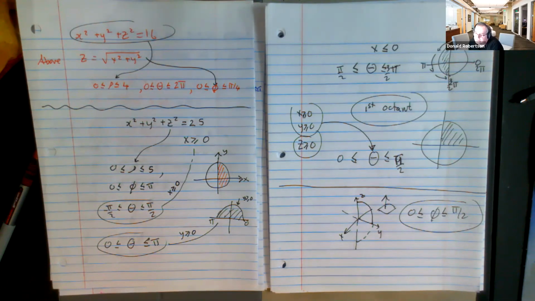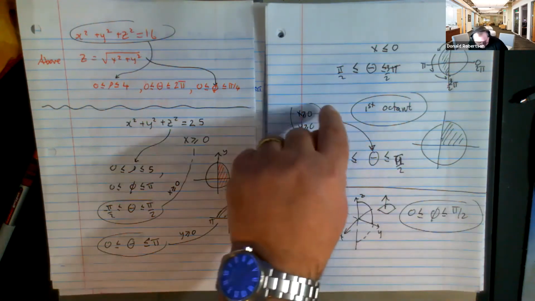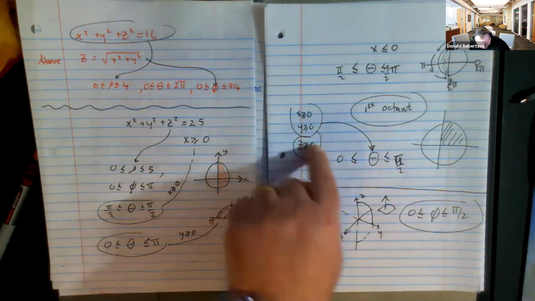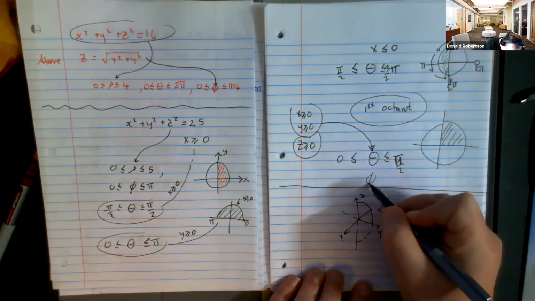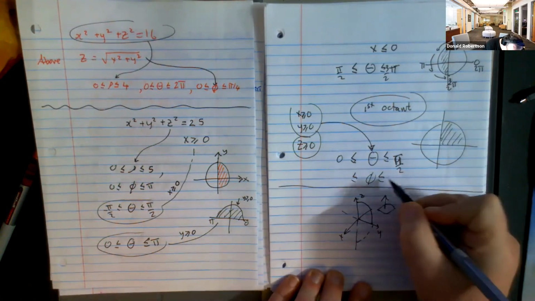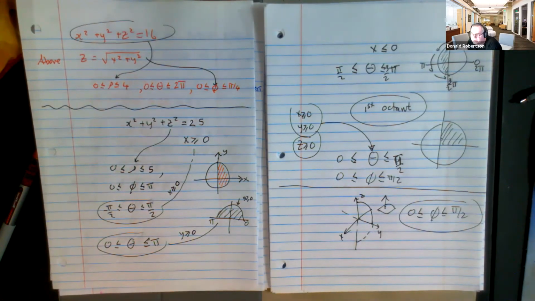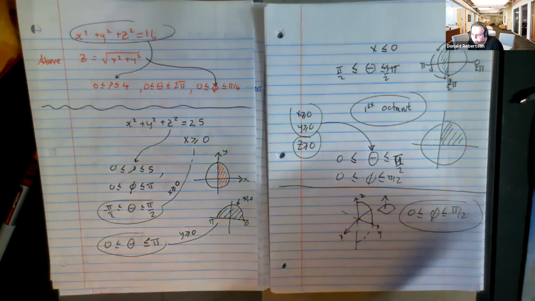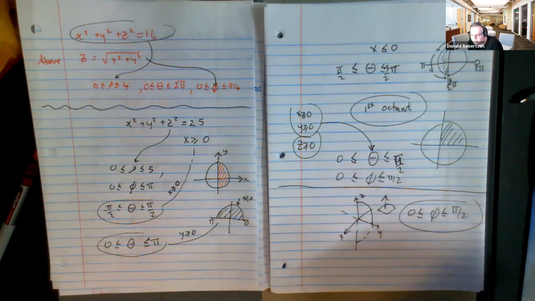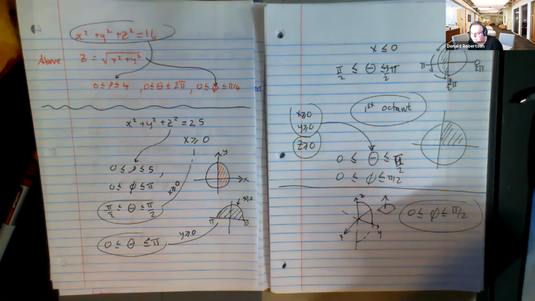So if it's only involving the x's and the y's, theta gets affected. If it's involving the z's, phi gets affected. If it's involving all 3 of them, then both of them get affected. I think that's every permutation I can think of. Spheres and how they affect things. Spheres only affect rho. They don't affect thetas. They don't affect phi's, right?